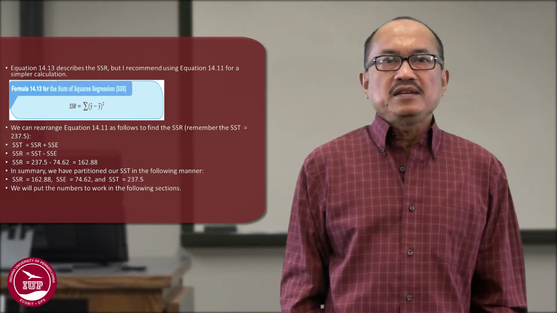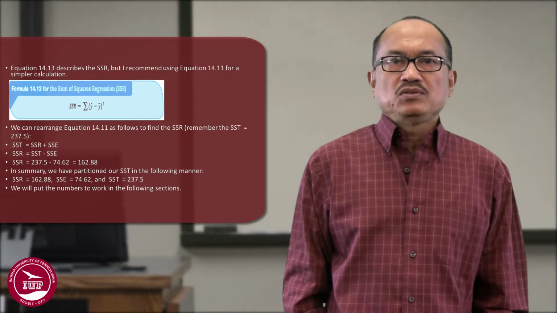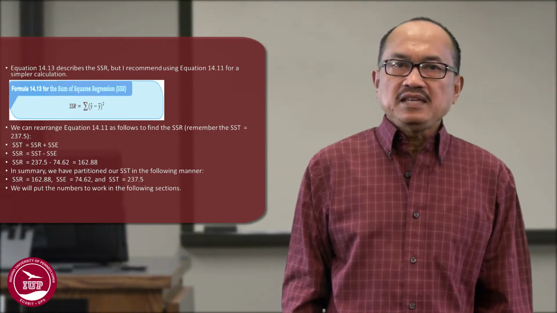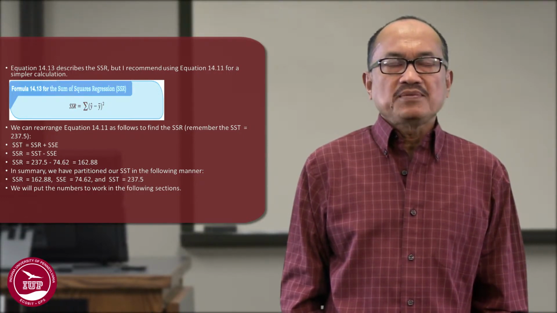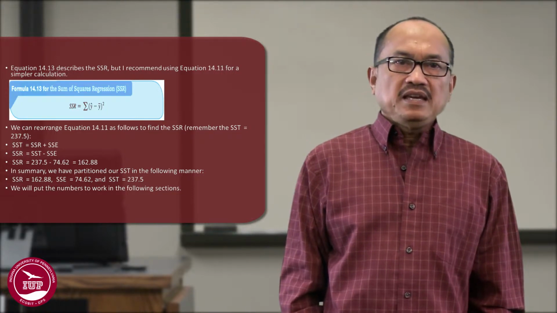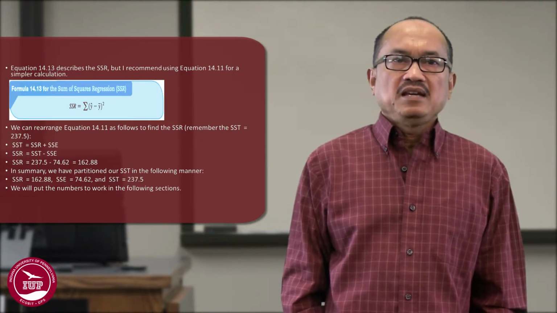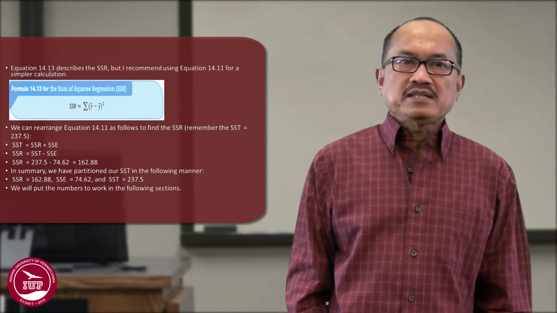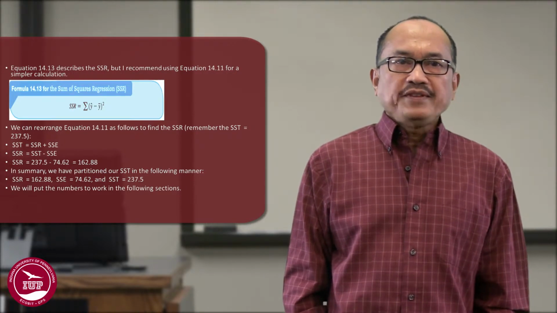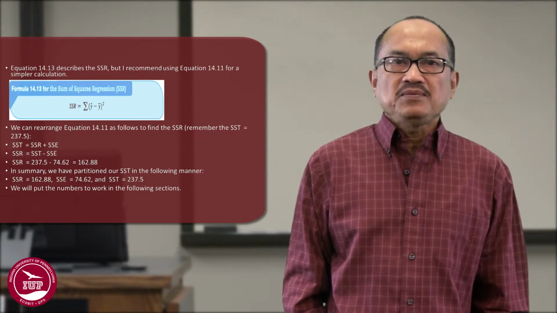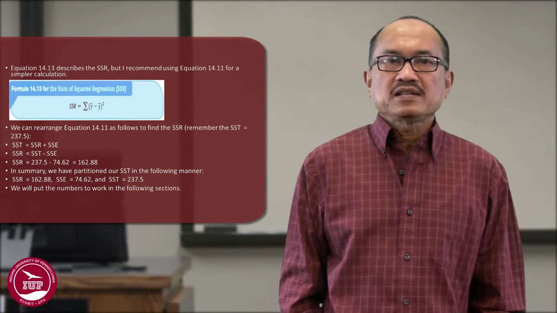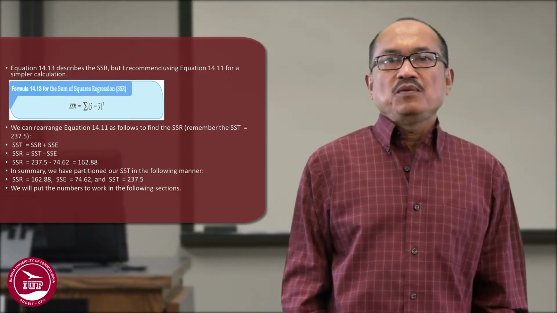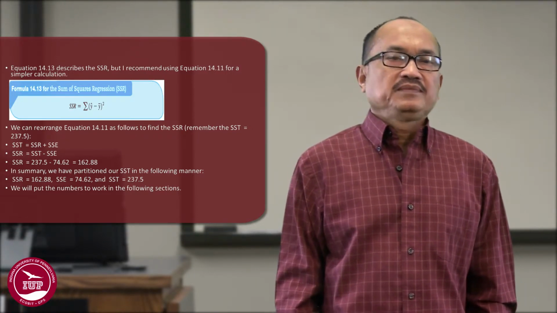We can rearrange equation 14.11 as follows to find the SSR. Remember, the SST is equal to 237.5. SST is equal to SSR plus SSE, so SSR is equal to SST minus SSE. So SSR is equal to 237.5 minus 74.62, which equals 162.88.